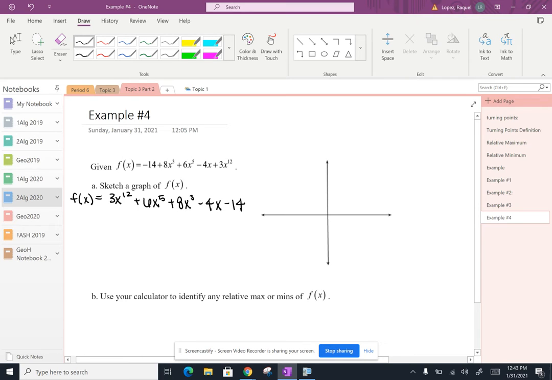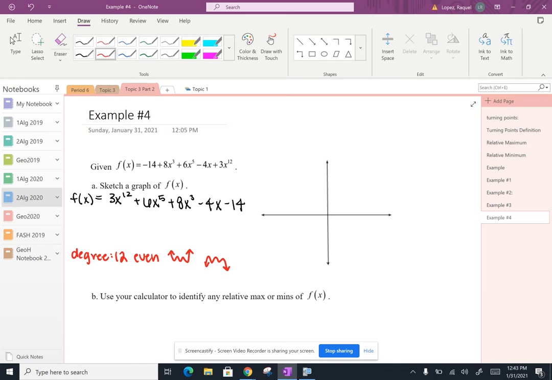Okay? Now to make a sketch, I want to first figure out what the degree of the polynomial is. So remember the degree is just the highest exponent, which is 12, which means it's an even polynomial. So that means I'm going to have a graph that looks either like this or a graph that looks like this.